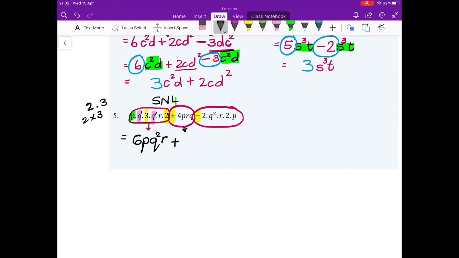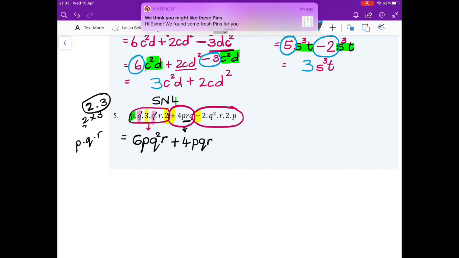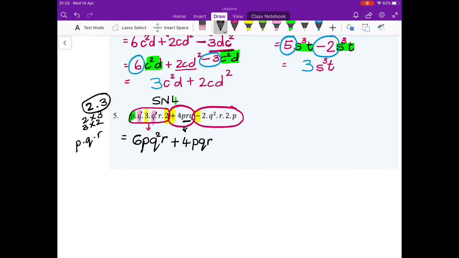Let's look at the next term. I have a plus. I only have a 4, no other numbers. Now I look at my letters. PRQ, but we need to put it in alphabetical order, so we're going to go P, Q, R. And I can do that because PQR means they're multiplied together. Okay? 2 dot 3 means they're multiplied together. So will I get the same answer if I say 2 multiplied by 3 or 3 multiplied by 2? You will still get 6. So you can swap them around.